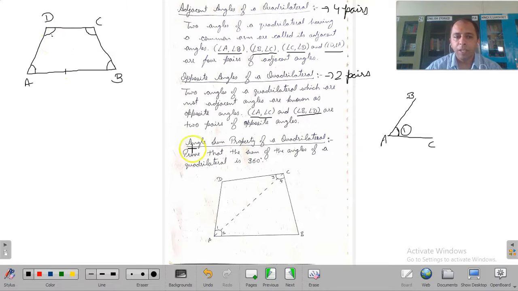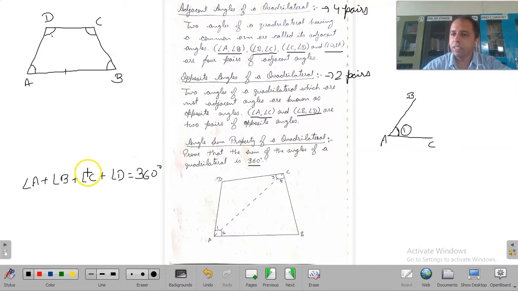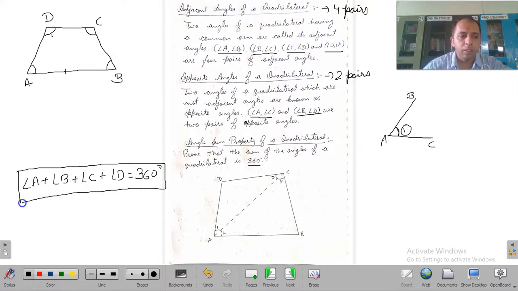Now what is this property? This property says that the sum of the angles of a quadrilateral is 360 degrees. That means angle A plus angle B plus angle C plus angle D is equal to how much? 360 degrees. So this is the angle sum property of a quadrilateral, that the sum of its four angles is equal to 360 degrees. But we need to prove it. We have to prove this property. So how can we prove it?